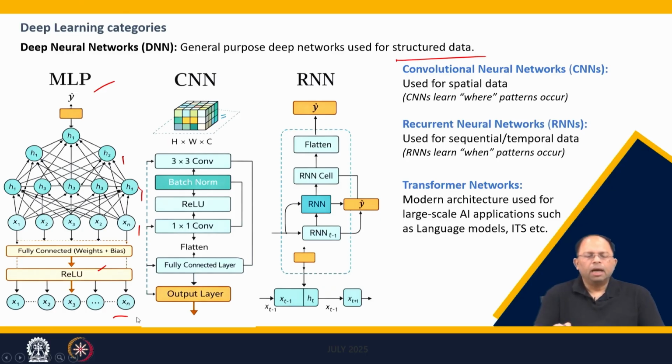For CNN, convolutional neural networks can be used for spatial data like videos and so on, where we can identify certain features. So CNNs learn where patterns occur, and then RNN or recurrent neural networks are used for sequential or temporal data. So RNN learns when a pattern occurs, and then there are transformer networks, used for large scale AI applications such as language models, intelligent transportation systems, and so on.